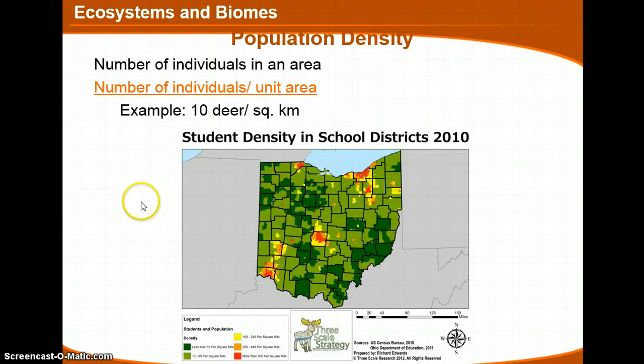We talked about population density. Example, 10 deer per square kilometer. If I were to ask you, you've got 8 acres and you've got 16 deer, what would the population density be? The answer would be 2 deer per acre. How did I get that? I've got 16 deer divided by the 8 acres. That means there's on average 2 deer per acre.